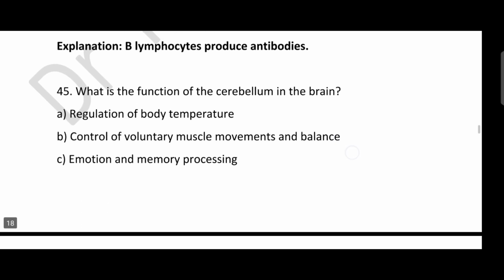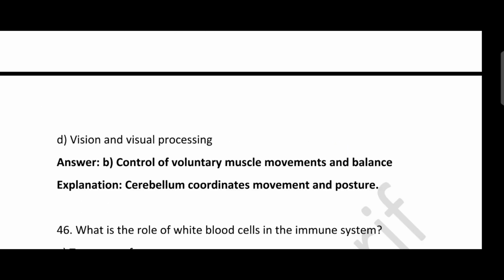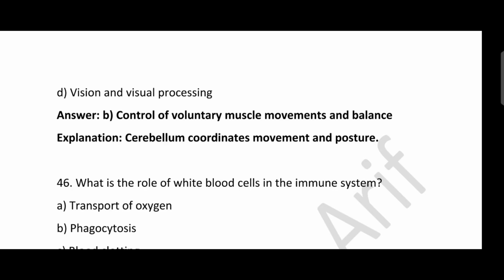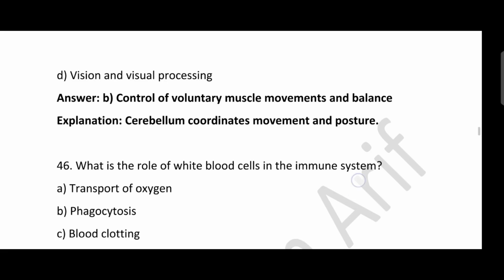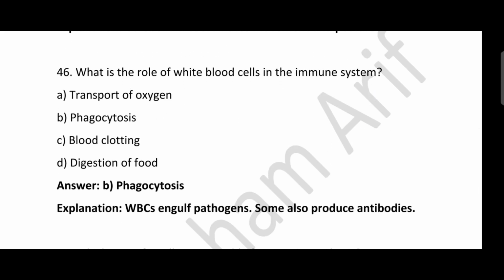What is the function of cerebellum in the brain? So correct answer is option B, that is control of voluntary muscle movements and balance. Always remember, cerebellum coordinates movement and posture. What is the role of white blood cells in the immune system? So correct answer is option B, that is phagocytosis, because white blood cells engulf pathogens, some also produce antibodies.